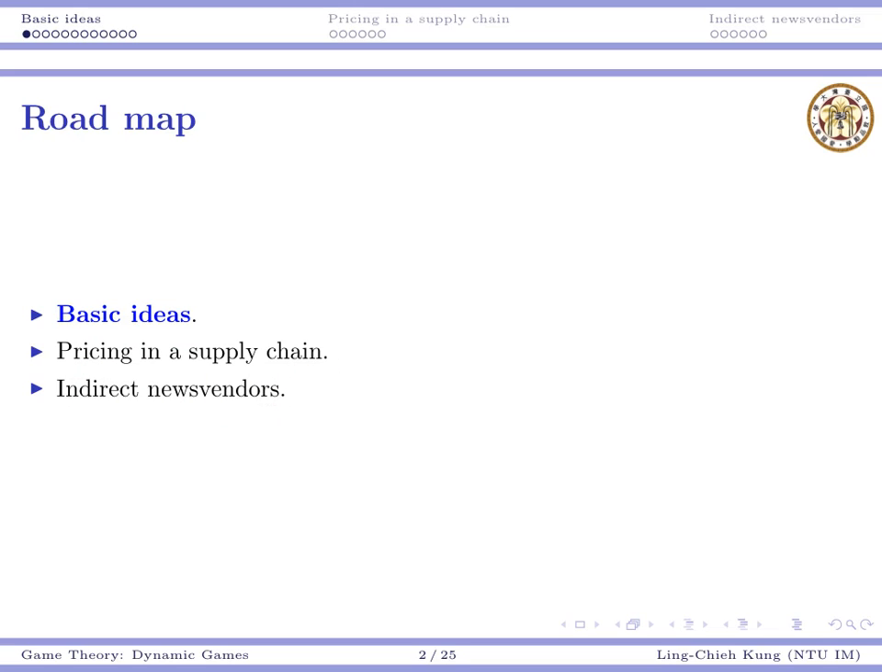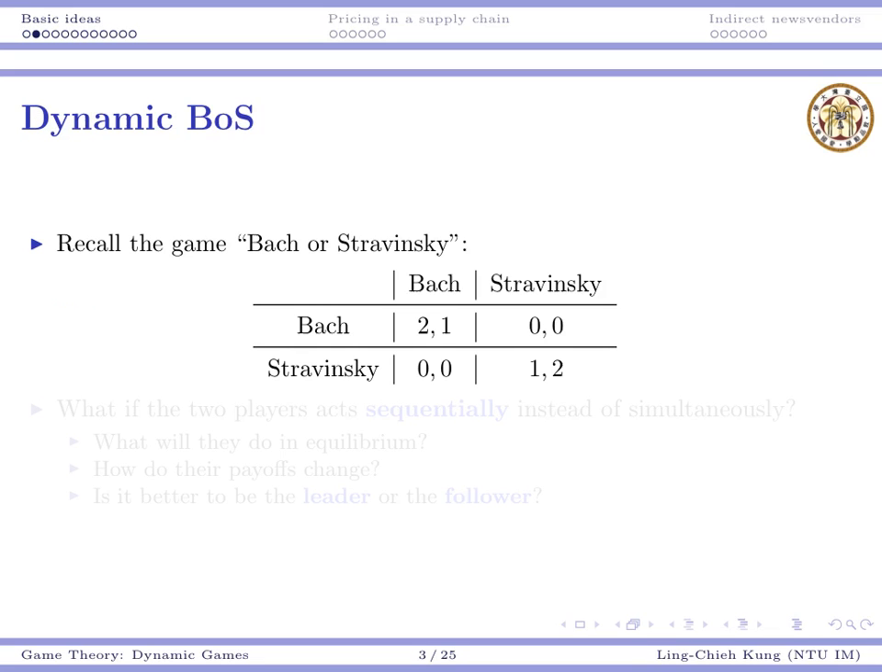One is about pricing in a supply chain. That means in a supply chain there are multiple players who will do the pricing decision, and we're going to tell you how that is a dynamic game. And then we will talk about indirect news vendor problems. You're going to see that it's an extension of the basic news vendor problems we mentioned several weeks ago. And again, there will be multiple players involved. So let's start with basic ideas.